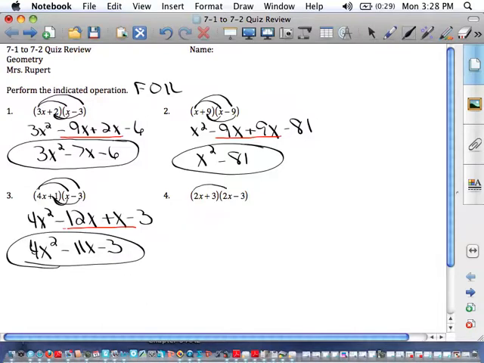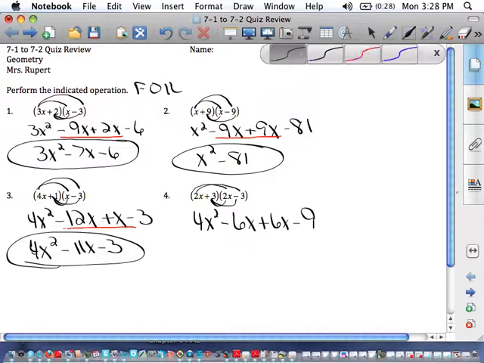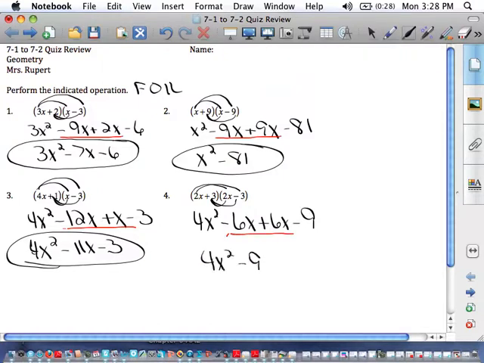First, 2x times 2x gives me 4x squared. 2x times negative 3 gives me minus 6x. 3 times 2x gives me plus 6x. And 3 times negative 3 gives me minus 9. Again, combine like terms, and I will have 4x squared minus 9, and that will be my answer. So remember, foiling, first, outer, inner, last.